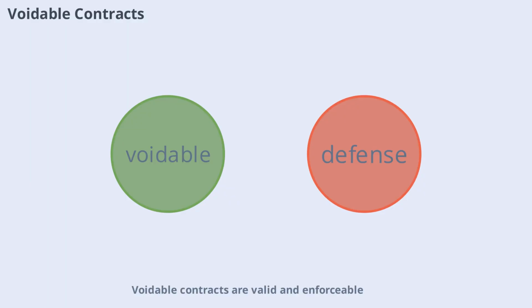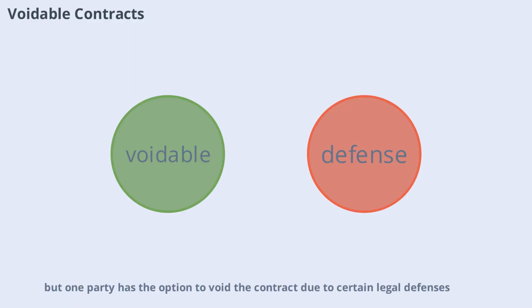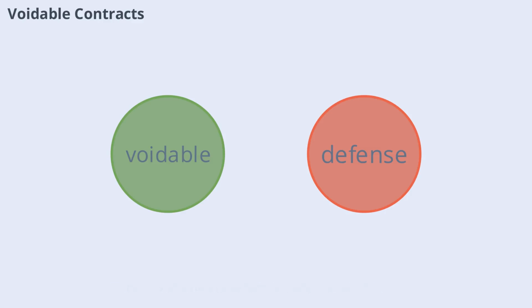Voidable contracts are valid and enforceable, but one party has the option to void the contract due to certain legal defenses. For example, if a contract was signed under duress or by a minor, the affected party can choose to enforce or cancel it. These contracts provide flexibility and protection for parties who may have been unfairly pressured.